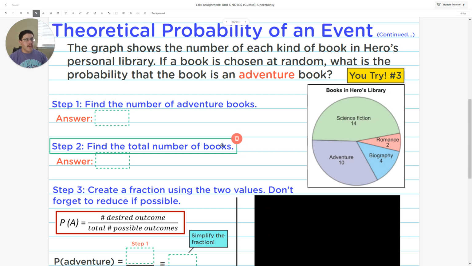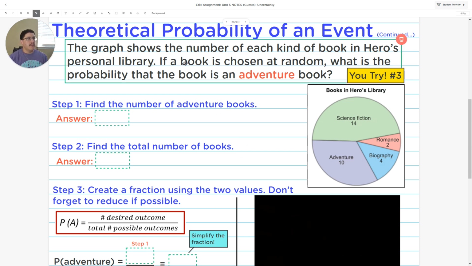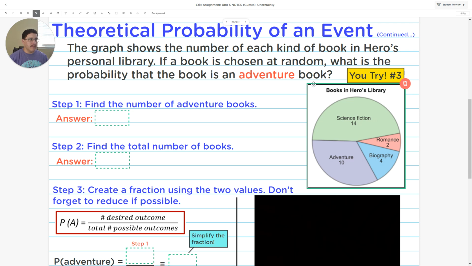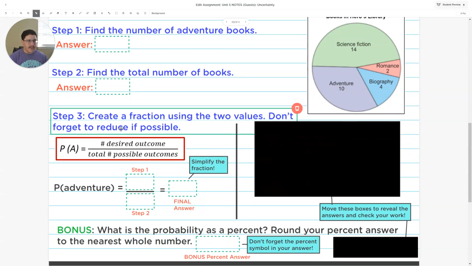Okay, you try number 3. Same graph as before. So, again, if a book is chosen at random, what is the probability that the book is an adventure book? Step 1, find the number of adventure books from the pie chart that you see over there on the right. Step 2, find the total number of books. So you're going to have to add those all up to get your total. Step 3, create a fraction using the two values. Don't forget to reduce if possible.